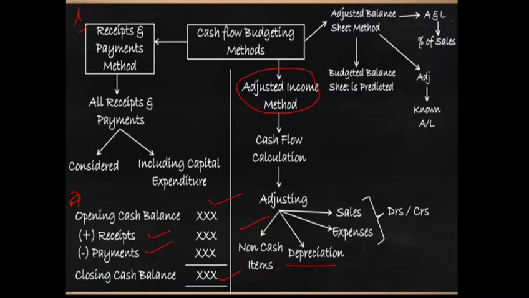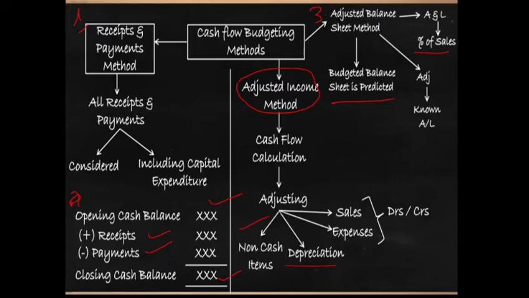The third method is the adjusted balance sheet method. In this method, a budgeted balance sheet is predicted. Here the assets and liabilities will be expressed as a percent of sales, and you would make some adjustment for known assets and liabilities. So these are the three available methods for cash flow budgeting.